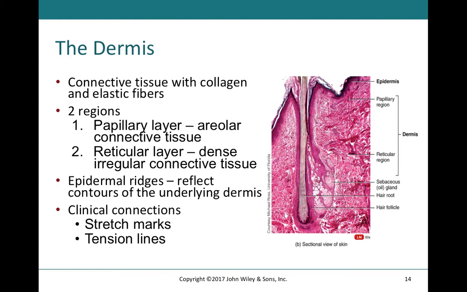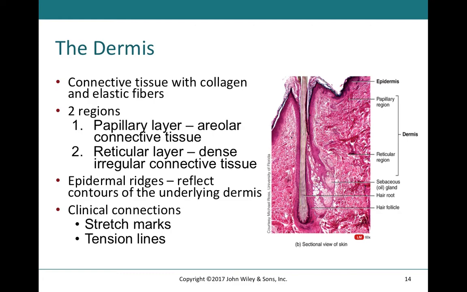Then the reticular layer is going to be deeper than the papillary layer, and it's going to have dense irregular connective tissue with bundles of collagen and some elastic fibers. In between the spaces here in the reticular layer, that's where we'll find our adipose cells, our hair follicles, and the sebaceous and sudoriferous glands, which we'll talk about when we talk about the accessory structures.